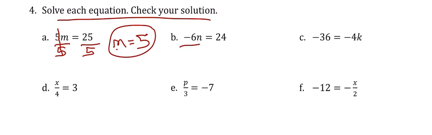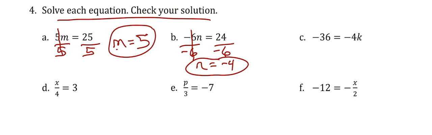Okay, let's look at the next one. This one is often tempting to students, to want to add 6. But remember, the negative 6 is not being added to the n, it's multiplying the n. So we have to do the opposite and divide both sides by negative 6. The negative 6 over the negative 6 cancels because it's just 1. So our final answer is n equals negative 4.